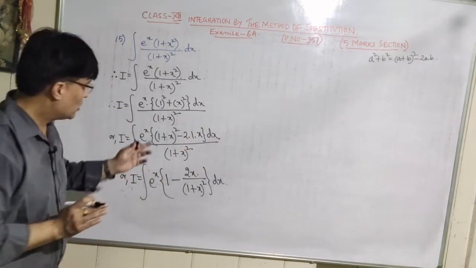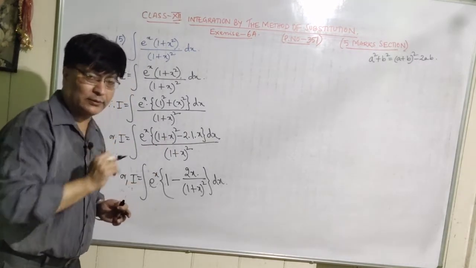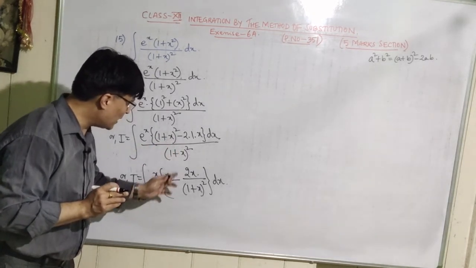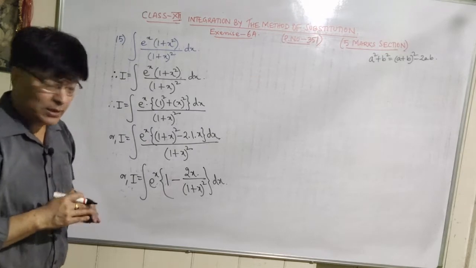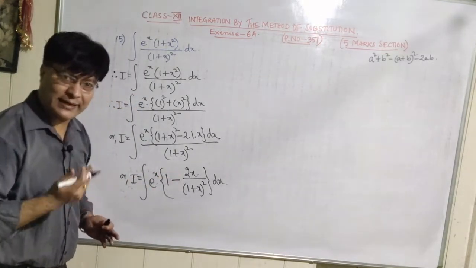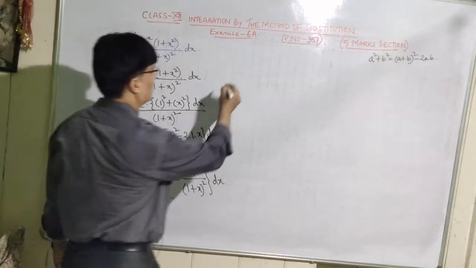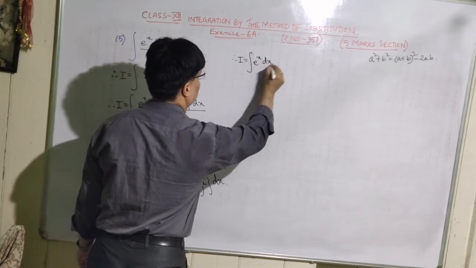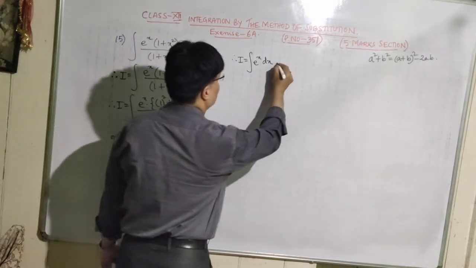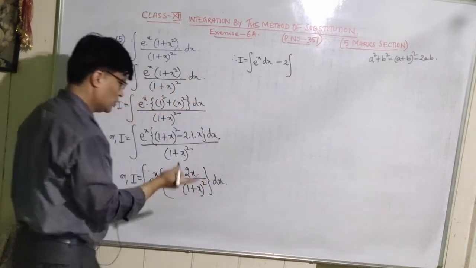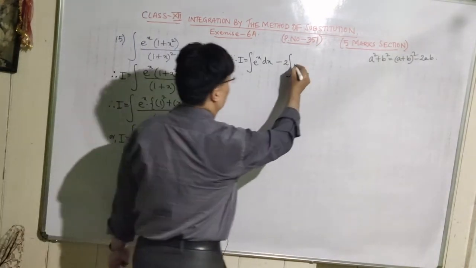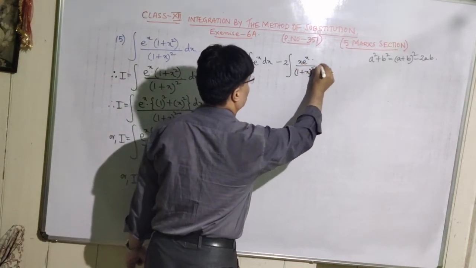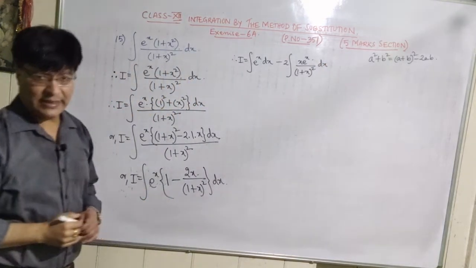So I think you have understood it. We have separated this fraction, right? So (1 plus x) whole square divided by (1 plus x) whole square is 1, minus 2x divided by (1 plus x) whole square. Now again let us multiply by e to the power x here and let us separate integral sign and dx also. So therefore I is equal to integration of e to the power x dx, right? Then minus sign, 2 is constant, 2 is taken outside integral sign, then you can write x e to the power x divided by (1 plus x) whole square, then you can write dx.